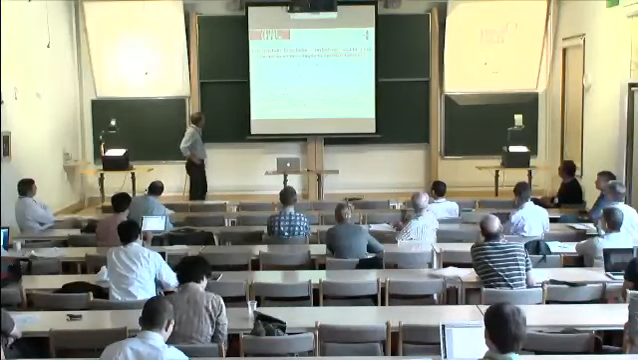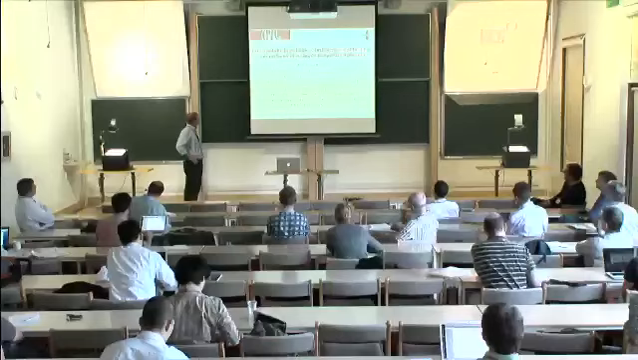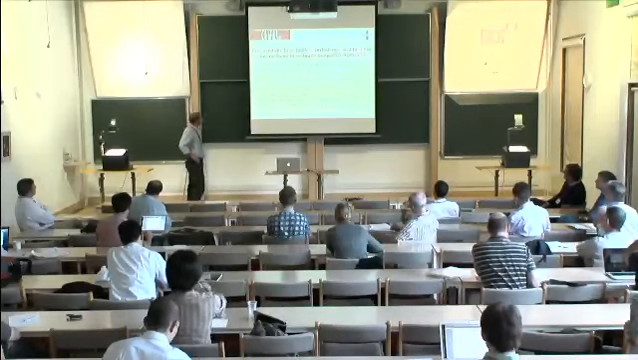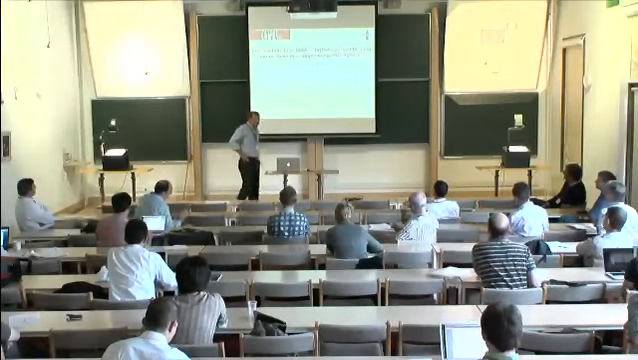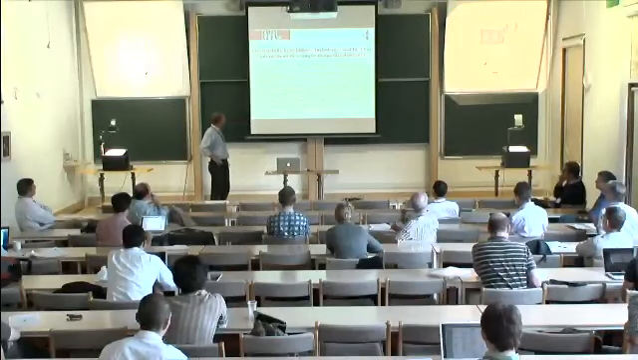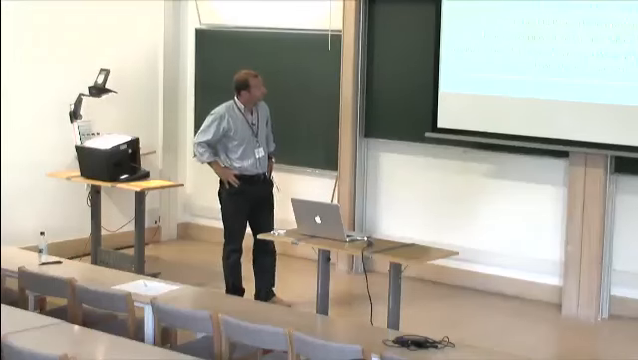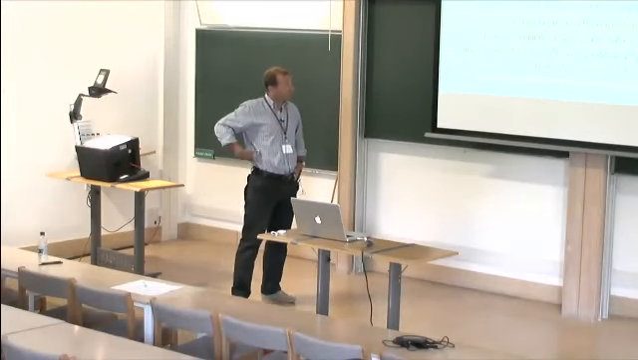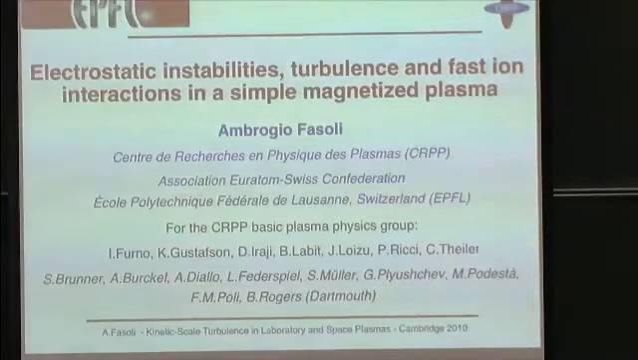We report on experiments on electrostatic instabilities, turbulence, and interaction of this turbulence with the fast ions in what we call a simple magnetized plasma. It's a toroidal device I'll describe. I'll do that on behalf of the CRPP basic plasma physics group, whose people are listed here.